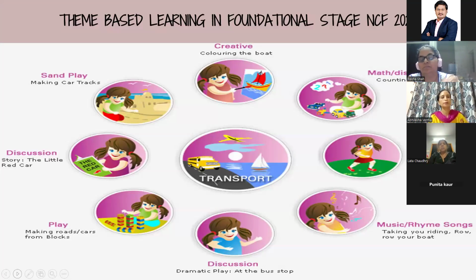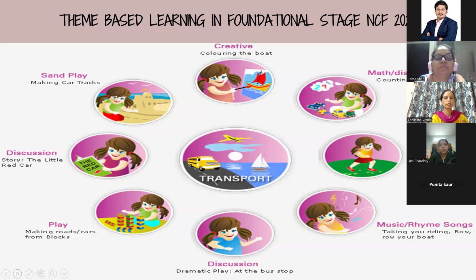And theme-based learning in the foundational stage: as NCF 2022 says, the thematic approach is a way of teaching and learning where many areas of the curriculum are connected together and integrated within a theme. So the theme is very important, like what you want to teach the students in a particular period or on that particular day, which you have to plan. Here, the theme is transport, as you see in the slide.